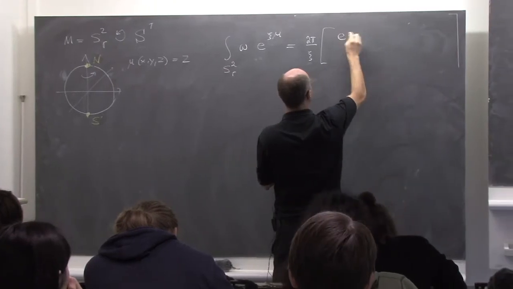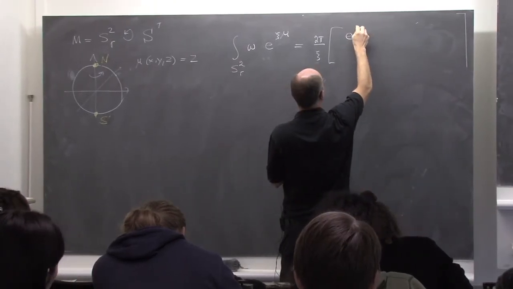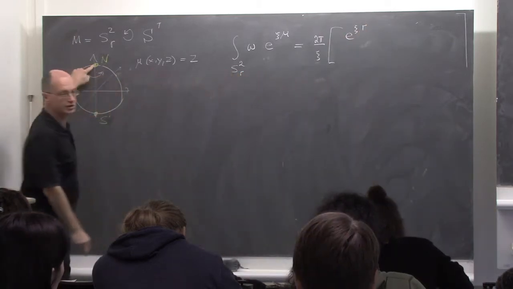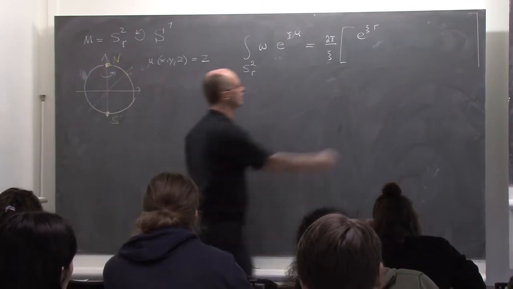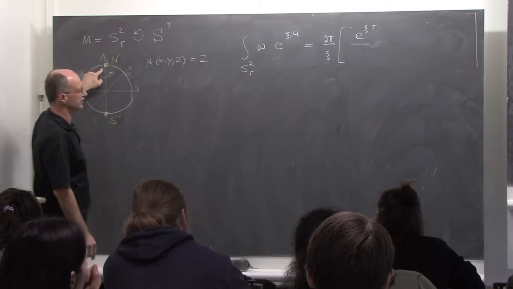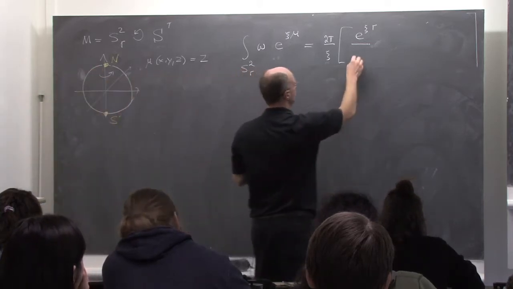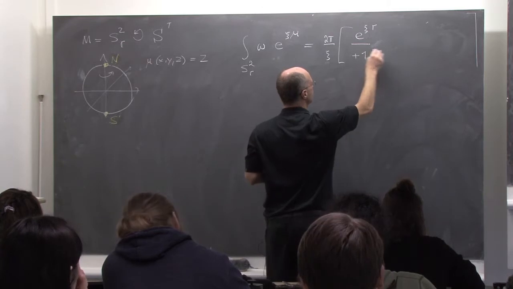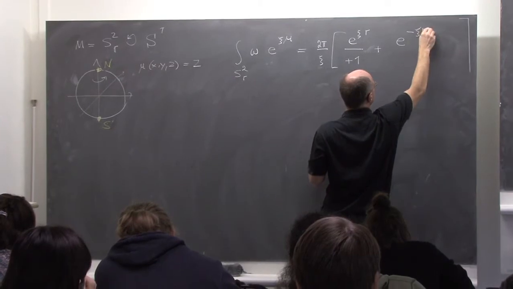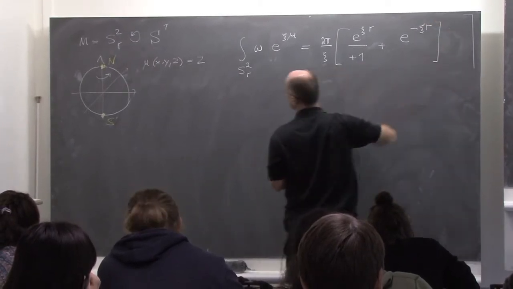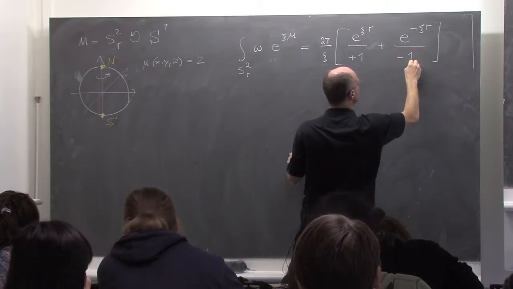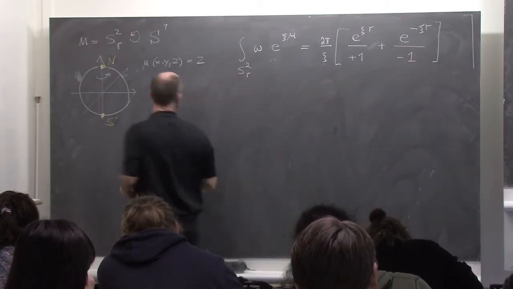So here there will be exponential of xi times the value of the z coordinate at the north pole, which is r, divided by the weight. So the weight, it turns out, will be +1, and here at the south pole it's -r, and the weight, it turns out, will be -1.